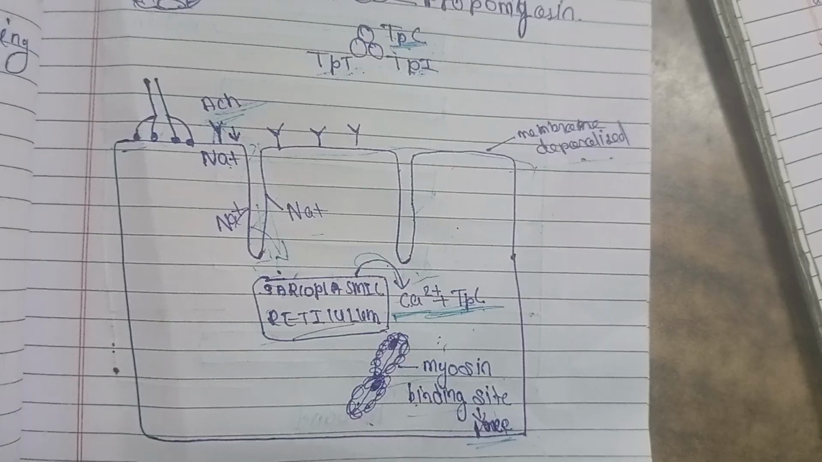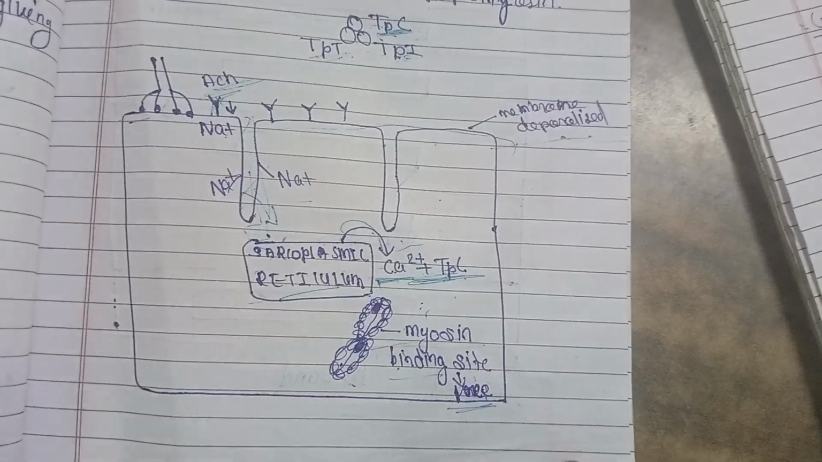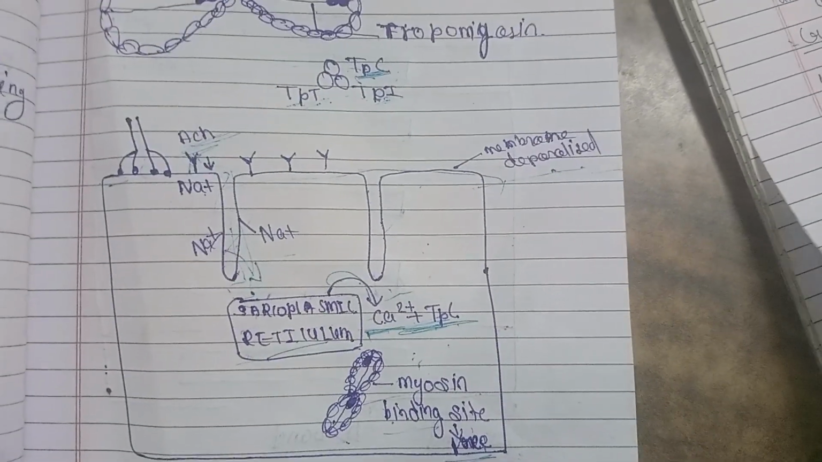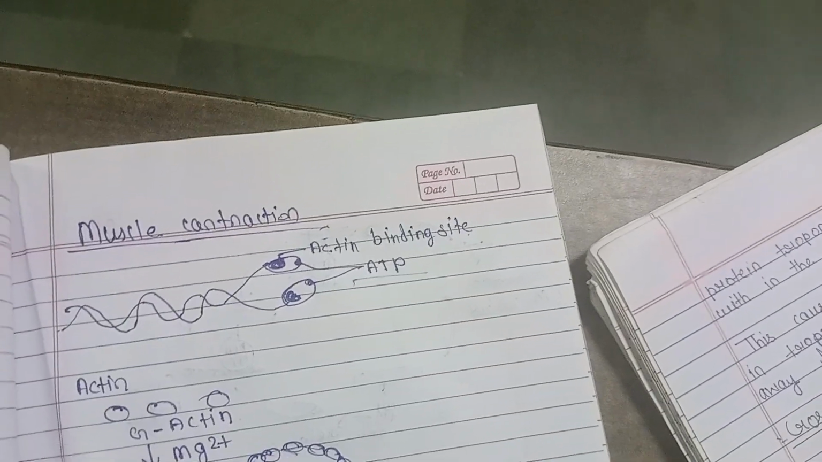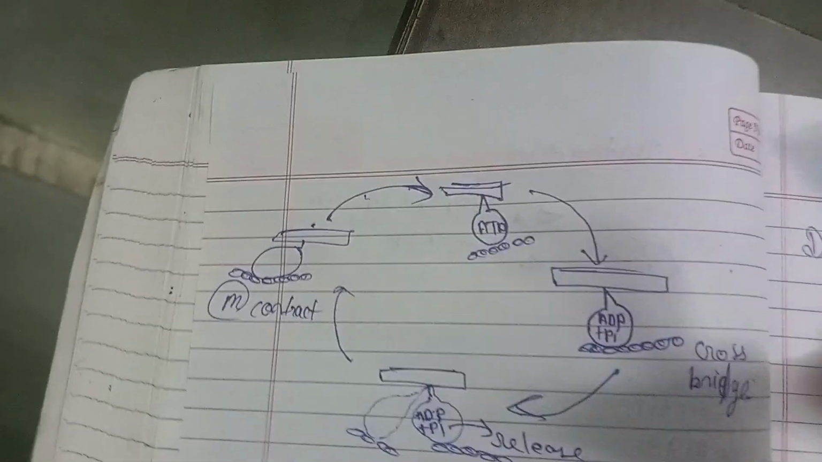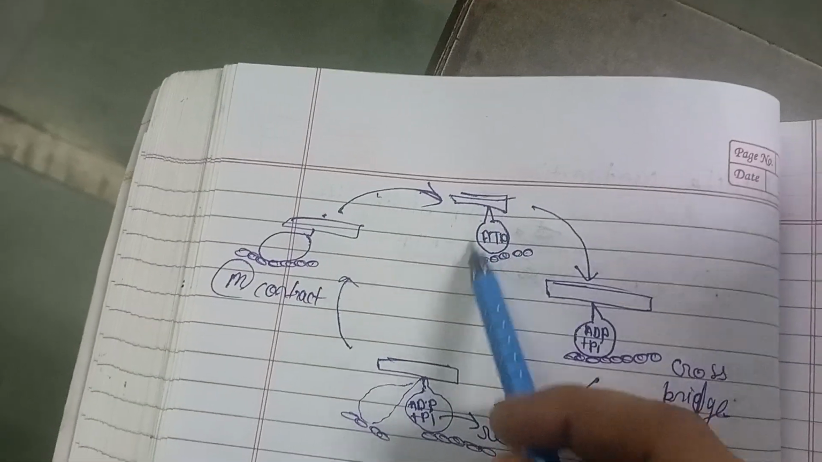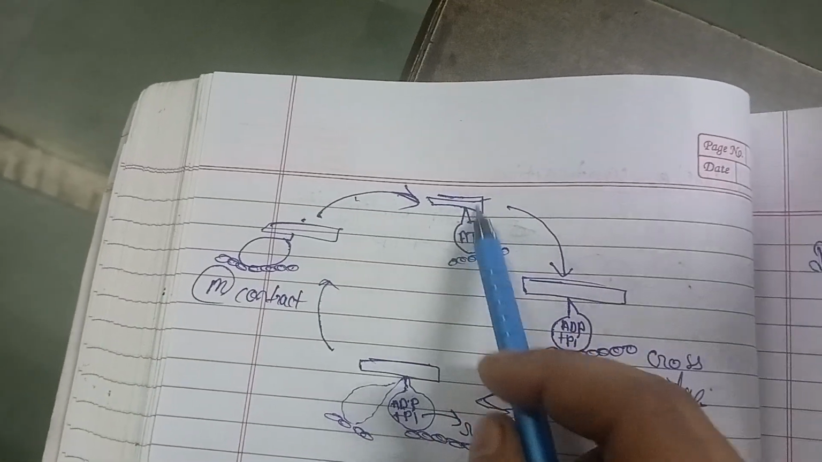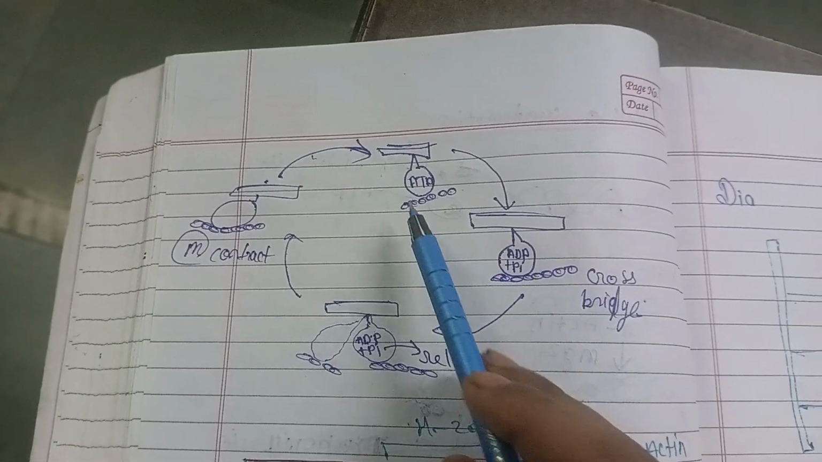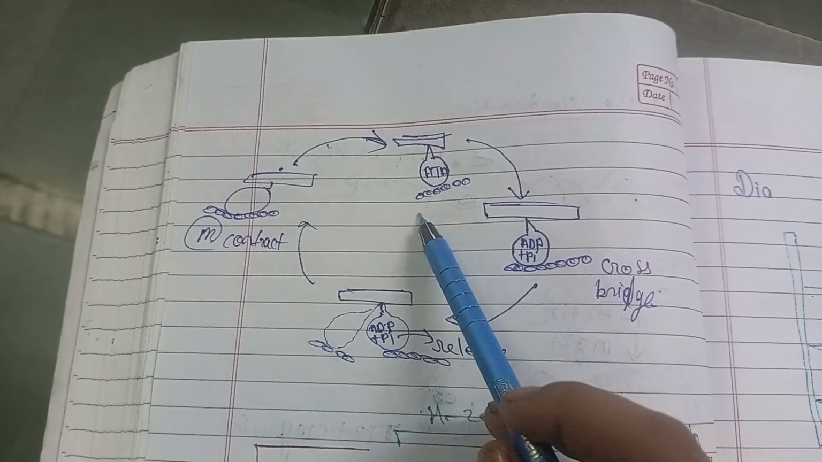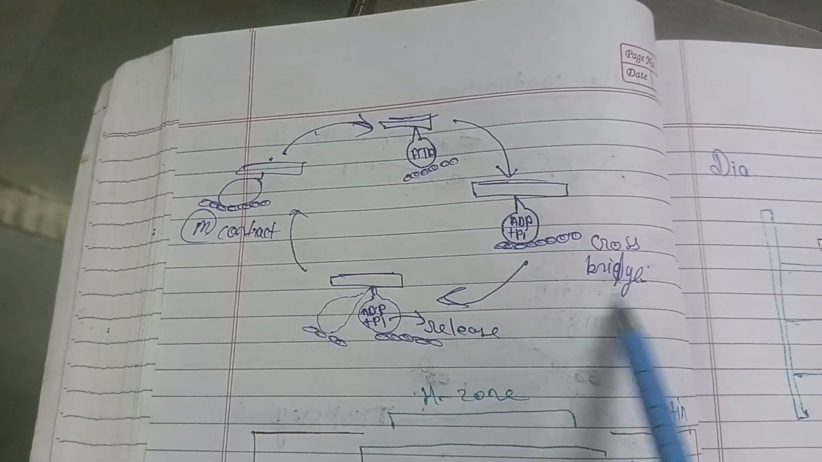When the calcium ion binds with TPC, the myosin binding site is free. Then, with the help of the ATPase process, ATP is converted into ADP plus IP, and the actin binds with the head of the myosin. When the actin binds with the head of myosin, it forms a cross bridge.